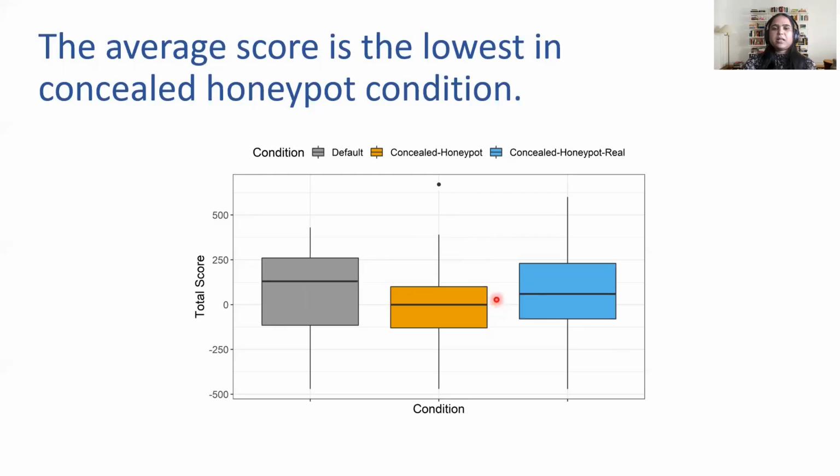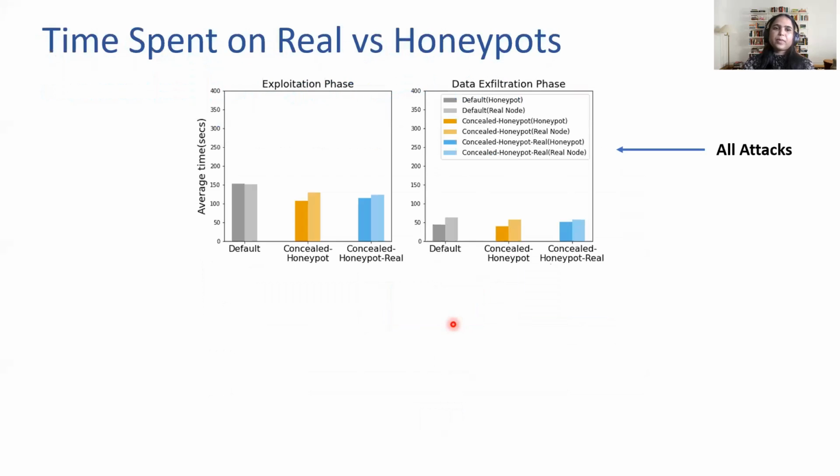And then we also looked at the score which participants gained at the end of the game. The lowest score was in the concealed honeypot condition, which is of course a result of there being more data exfiltration in the concealed condition. That's why we have the lowest score for the concealed honeypot condition.